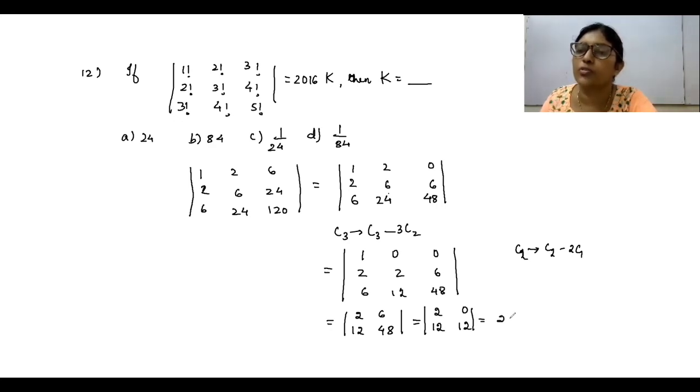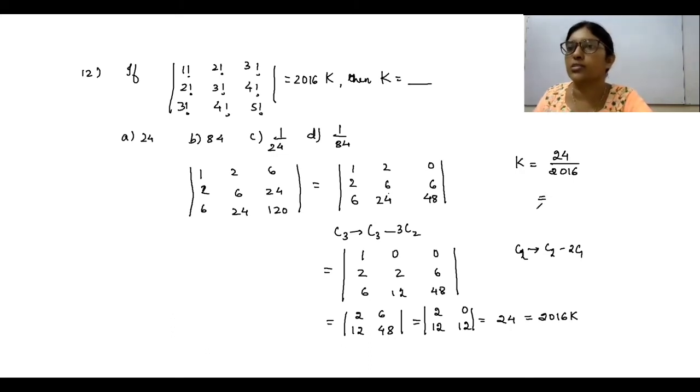So on expansion we have 24, but in the question it says it is 2016K. So the value of K will be 24 upon 2016. So calculate and see what the option is. You can write the option in the comment box.